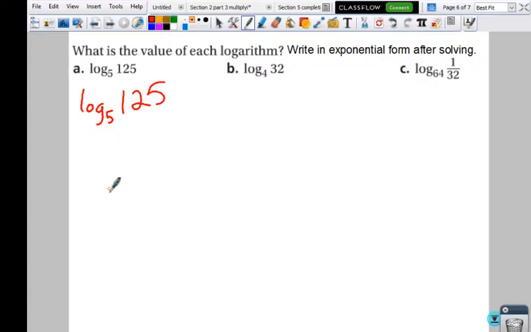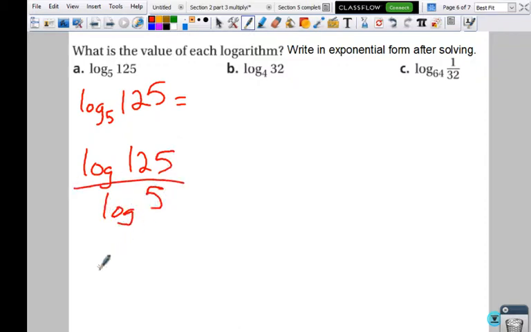Log base 5 of 125 is going to be the exact same thing as log of 125, this is base 10, divided by log of 5. And you just plug that straight into Desmos. So I'm gonna go log of 125 divided by log 5. Does it matter which one goes first? Yes, that's a good question. When you do these, the base is always on the bottom. Base is always the bottom number.